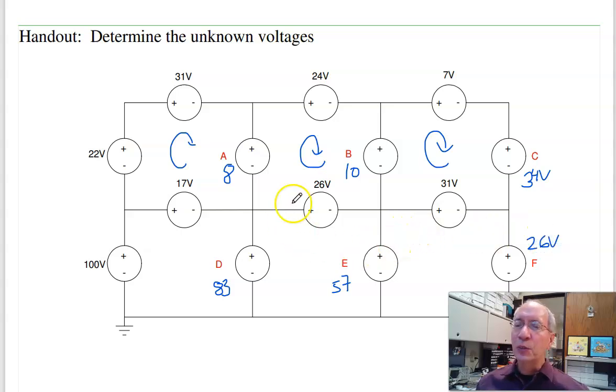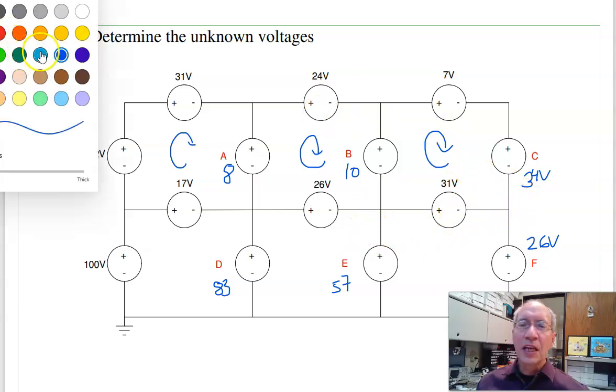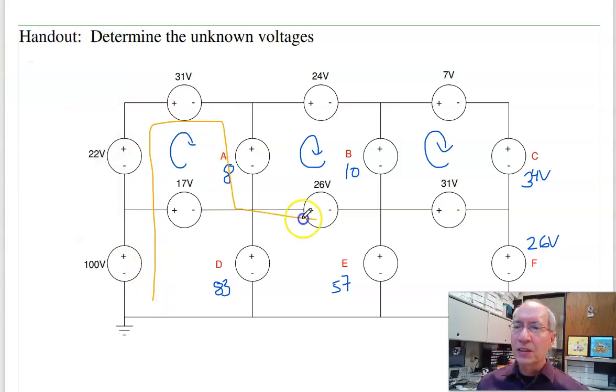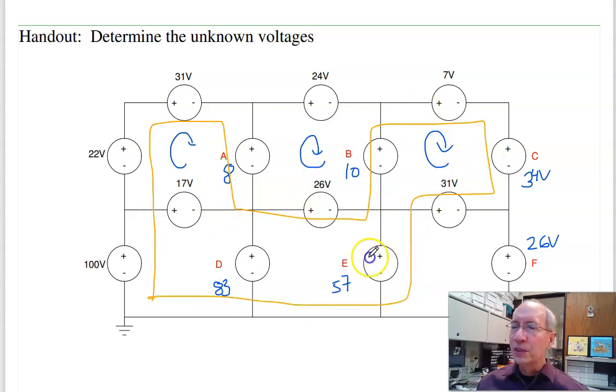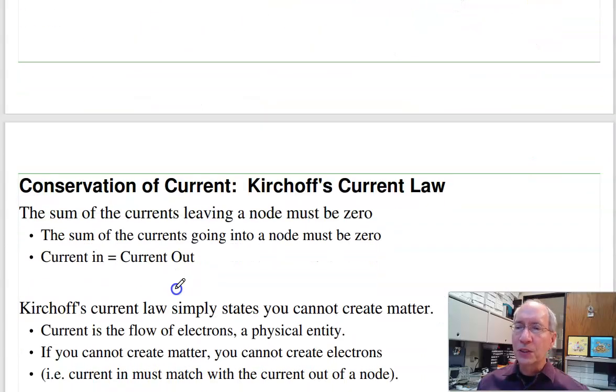It's kind of like a Sudoku puzzle. Try to find paths where the voltages add up. Once you're done, any path works. So if I pick anything weird, like this path right here, I'm back where I started. All these added up should be 0. That's conservation of voltage.